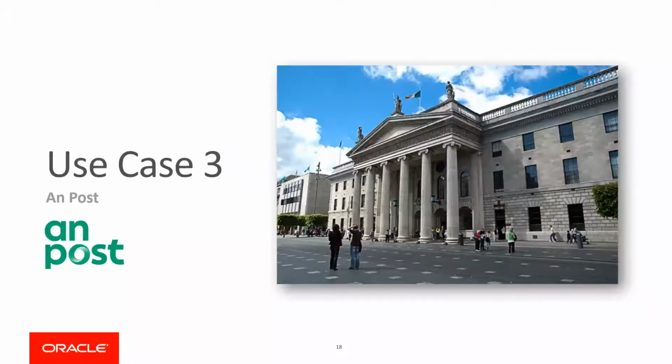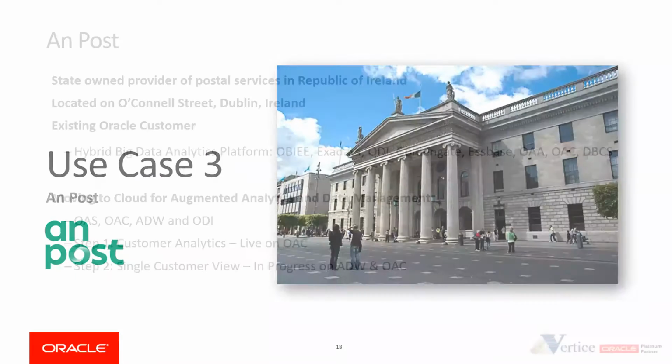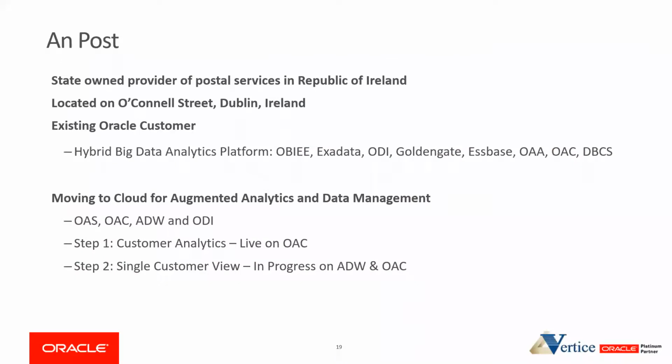My final use case today then is An Post. An Post are a state-owned provider of postal services in the Republic of Ireland. And as I mentioned, they also provide services around telecommunications, banking, retail, and utilities. An Post are located on O'Connell Street in Dublin, Ireland, in the very historical General Post Office building just seen in the previous slide.